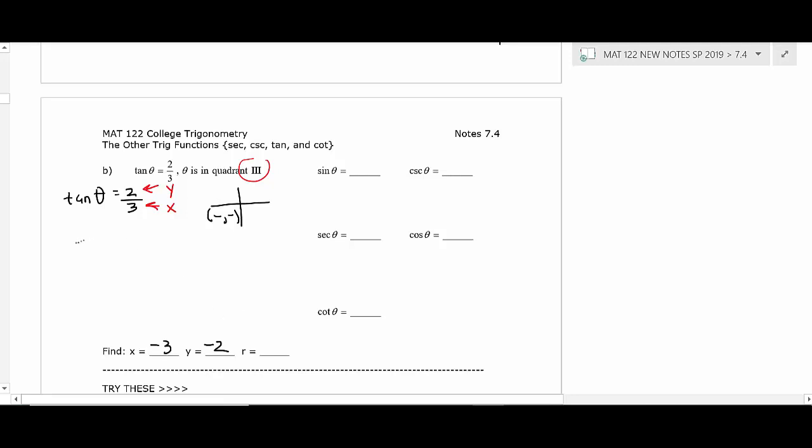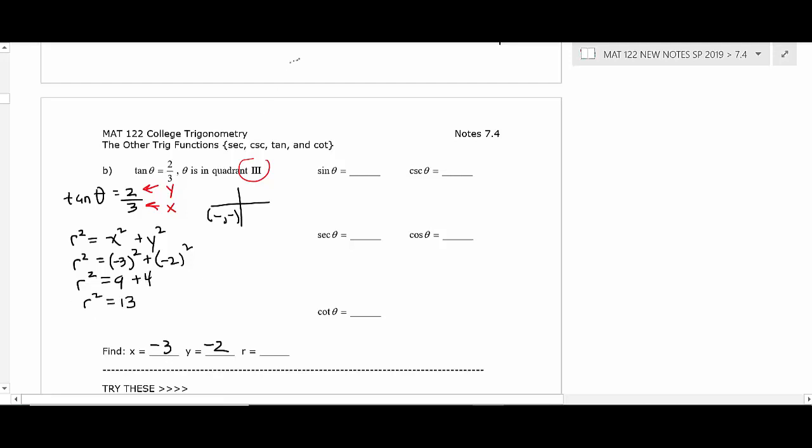Now we find r. How do you find r? You use the Pythagorean theorem. We know x and y, we plug them in, and we'll find r. So we have r squared equals negative 3 squared plus negative 2 squared. So r squared is 9 plus 4. R squared then is equal to 13.